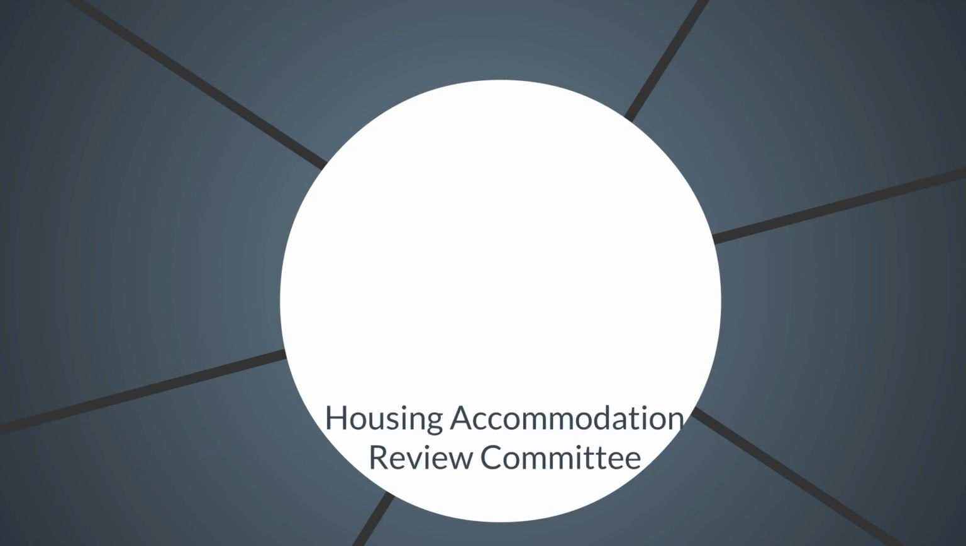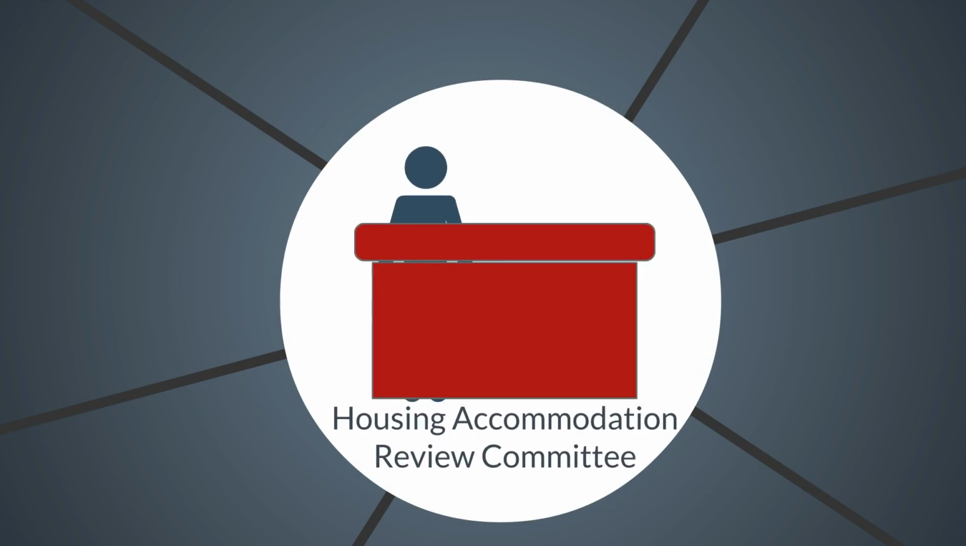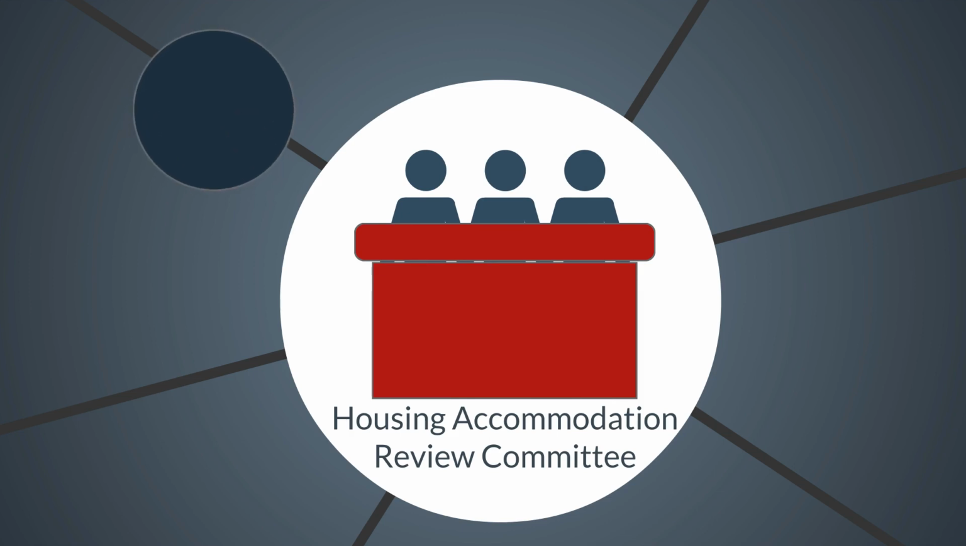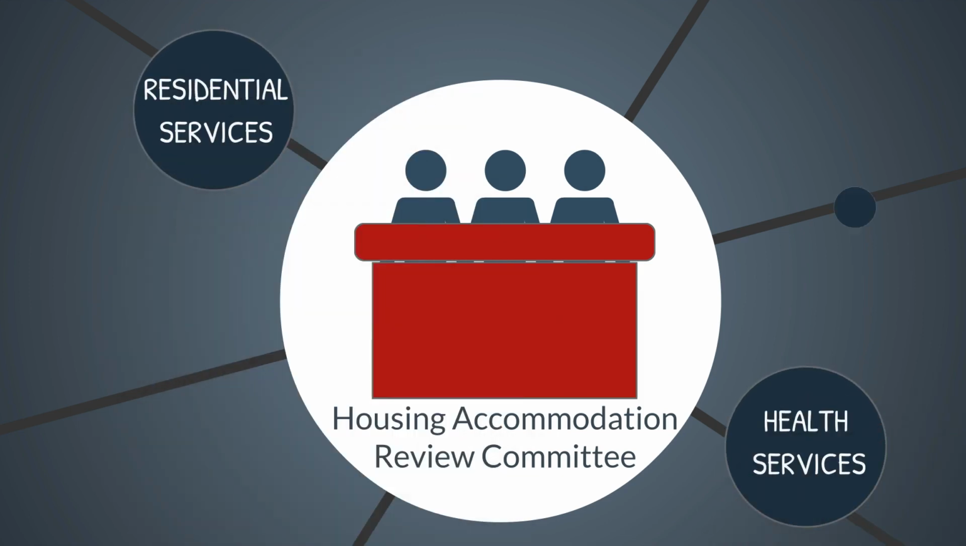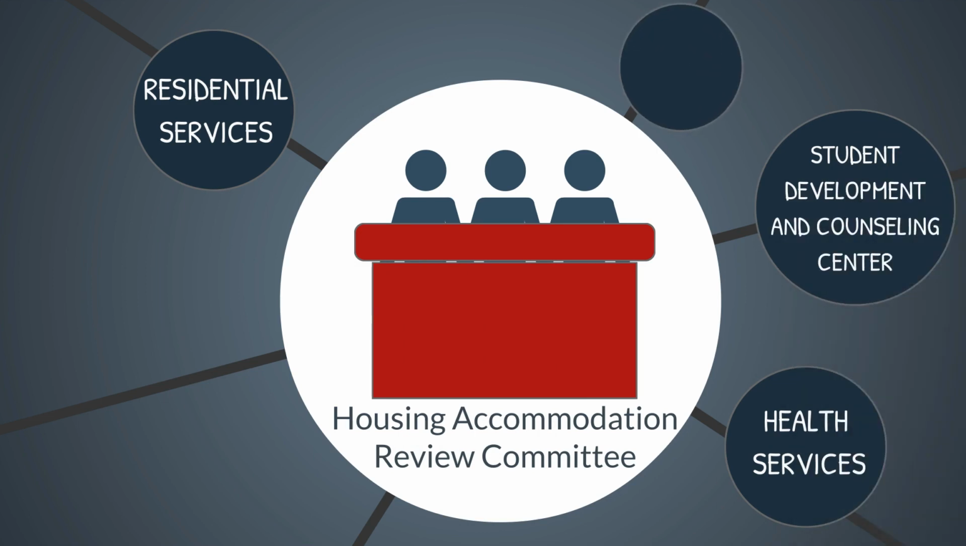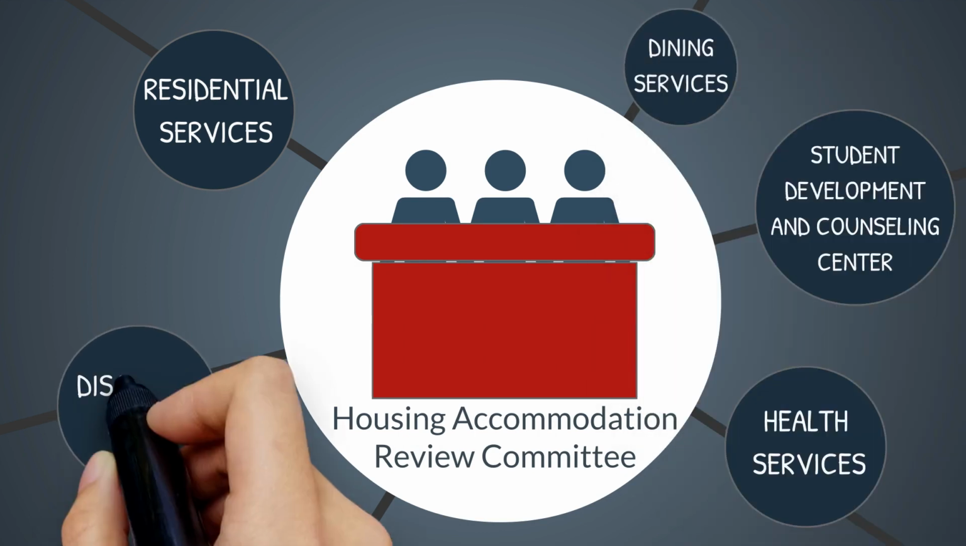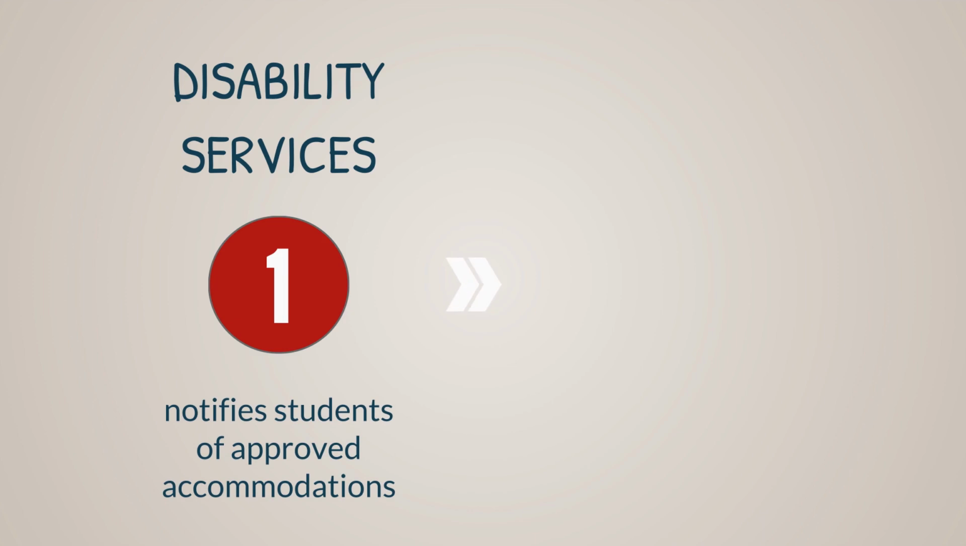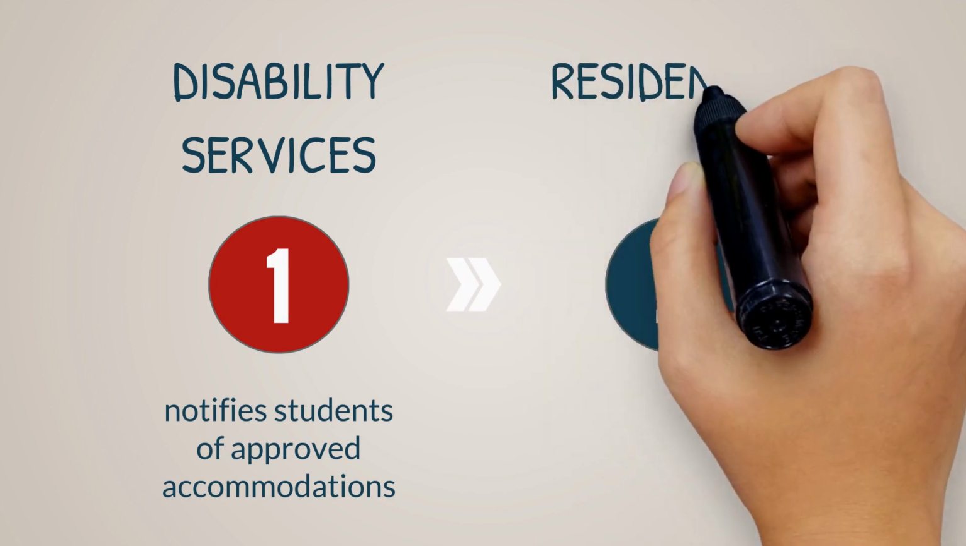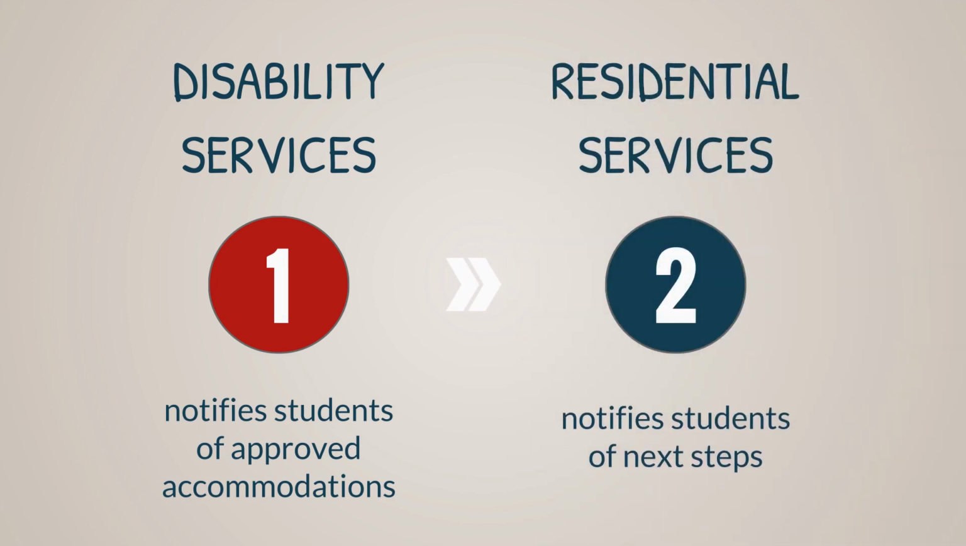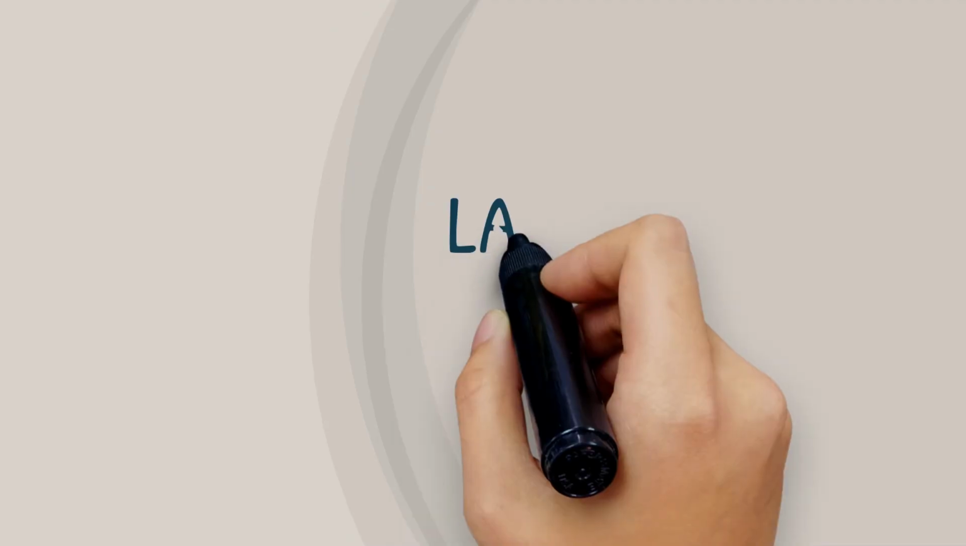Once the deadline has passed, the Housing Accommodation Review Committee will meet to review the requests. The review committee includes members from Residential Services, Health Services, the Student Development and Counseling Center, Dining Services, and the Office of Disability Services. After the committee meets, the Office of Disability Services will notify students of their approved accommodations via WPI email. Then, Residential Services will notify students of their next steps for securing accessible housing locations.